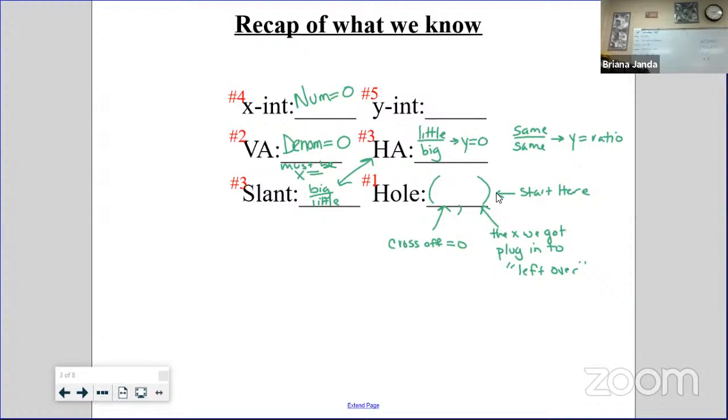Things we talked about with our x-intercepts: you can have multiple x-intercepts. You can only have one y-intercept, and that's what we get when we plug in 0.